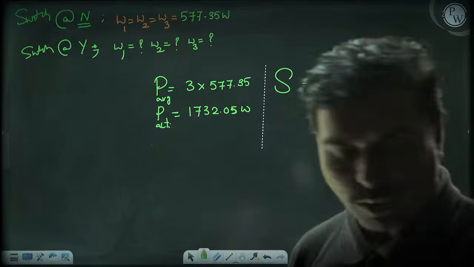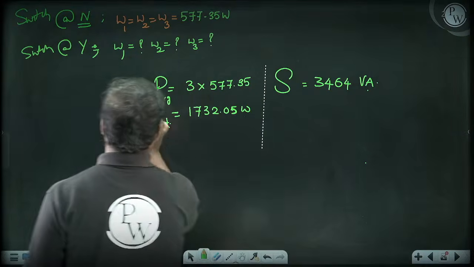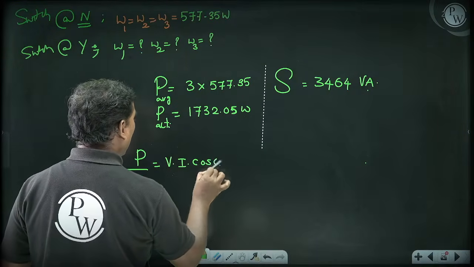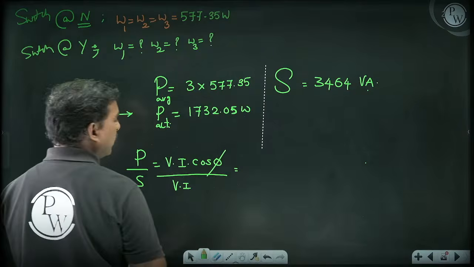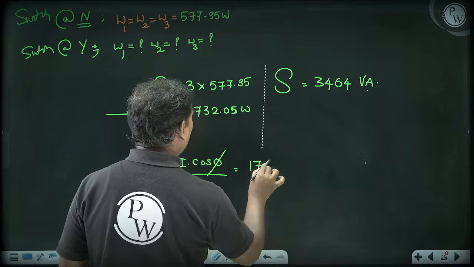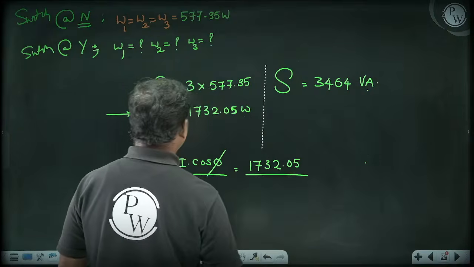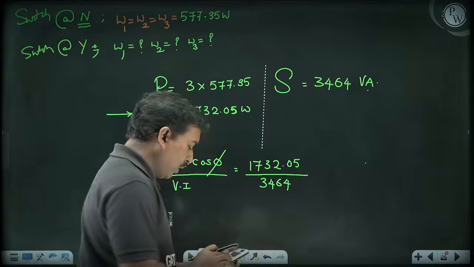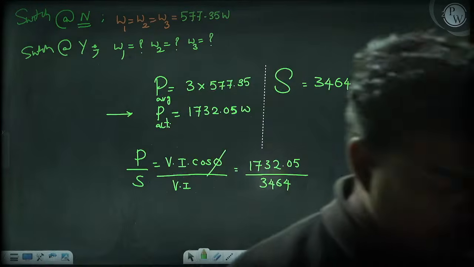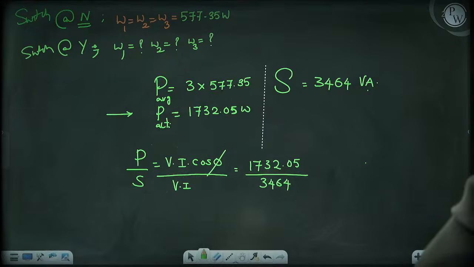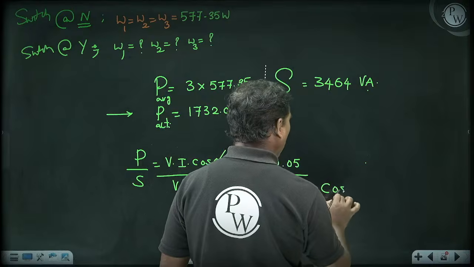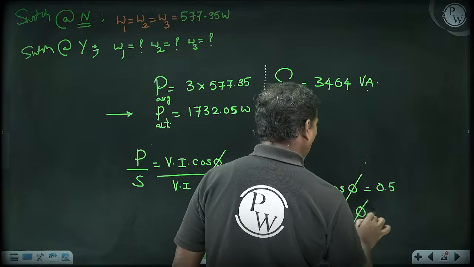So P by S, if you do, what are we going to get? P is nothing but VI cos phi, and S is V into I. So P by S is 1732.05 divided by 3464, which is 0.5. So cos phi is equal to 0.5. That means phi is equal to 60 degrees.